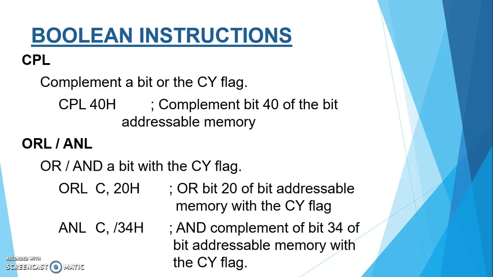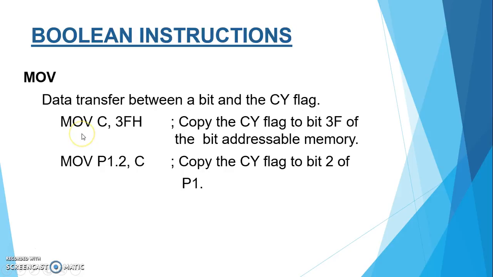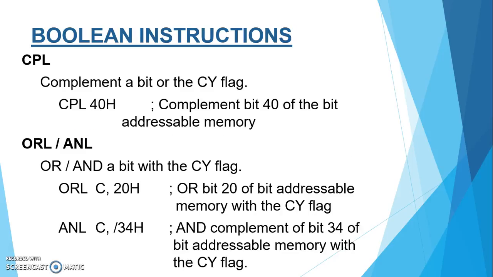Similarly, you have the complement instruction to complement a single bit. When I write CPL 40 hex, this 40 hex is nothing but the single bit address of a memory location. So 40 hex is a bit addressable memory location which is holding either 0 or 1. When I write CPL 40, if the 40 hex location is carrying 0, it will be inverted to 1. If it is containing 1, then it will be inverted to 0.